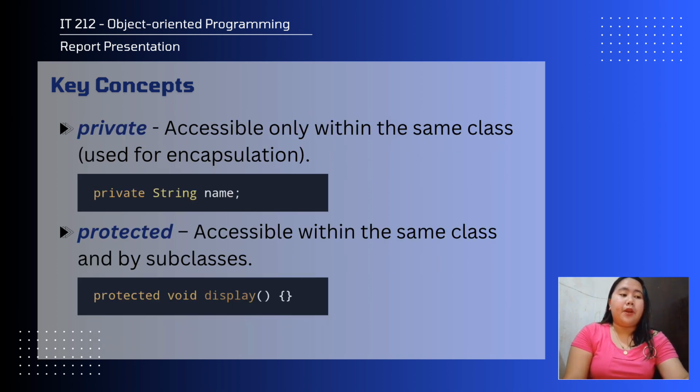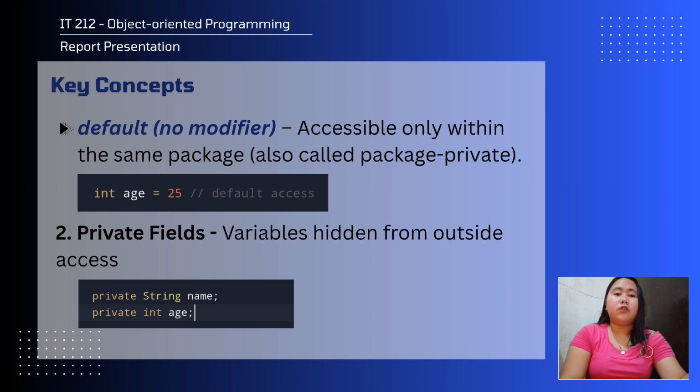Private: accessible only within the same class. This is used for encapsulation to hide data. It's like a private room in a house, only people inside the house can access it. Protected: accessible within the same class and by any subclasses, classes that inherit from it. Next is default, no modifier, accessible only within the same package.